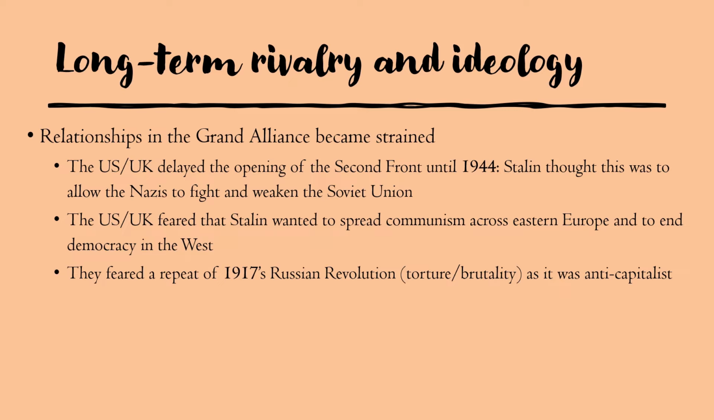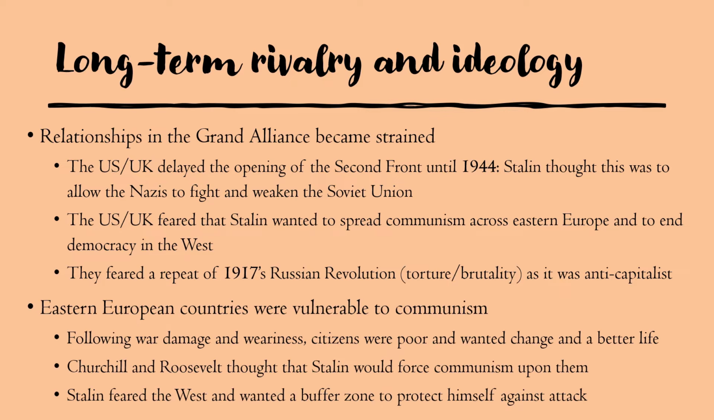But the US and the UK were also scared. They thought that Stalin wanted to spread communism across the entirety of Eastern Europe and to put an end to democracy in Western Europe. They'd seen the Russian Revolution of 1917. There had been immense torture, brutality, rich people had collapsed, their money been taken away, and the US and UK, which were capitalist countries, were very, very scared of this. So they did fear what Stalin's influence might do across Europe.